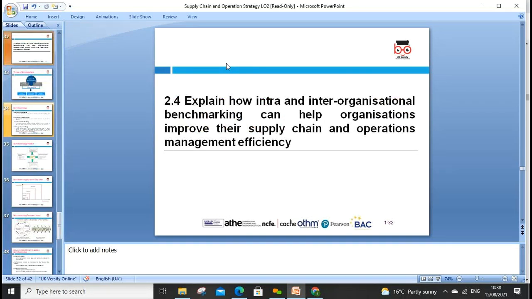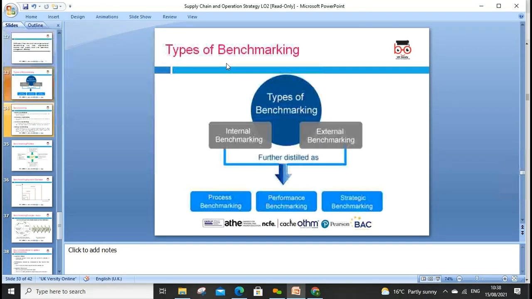So next we have 2.4, explain how intra and inter organization benchmarking can help organizations. Yes, intra department there need to be management efficiencies. One of the great scholars, Michael Porter, said that the failure of any organization is always the failure of managers. So in management, we'll say 2 plus 2. What does 2 plus 2 equal to?